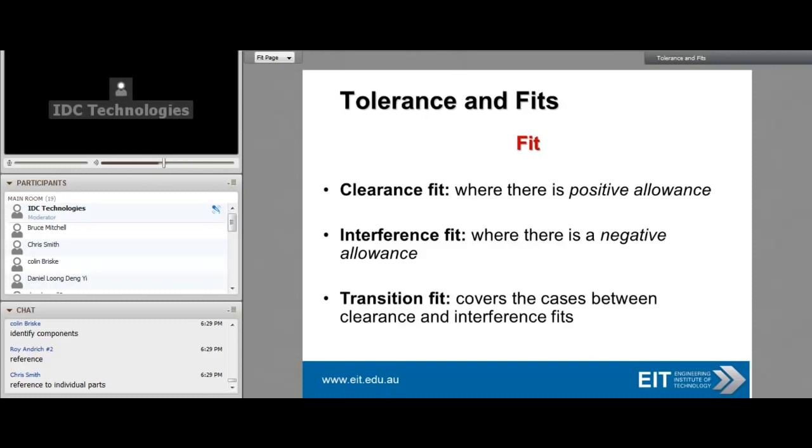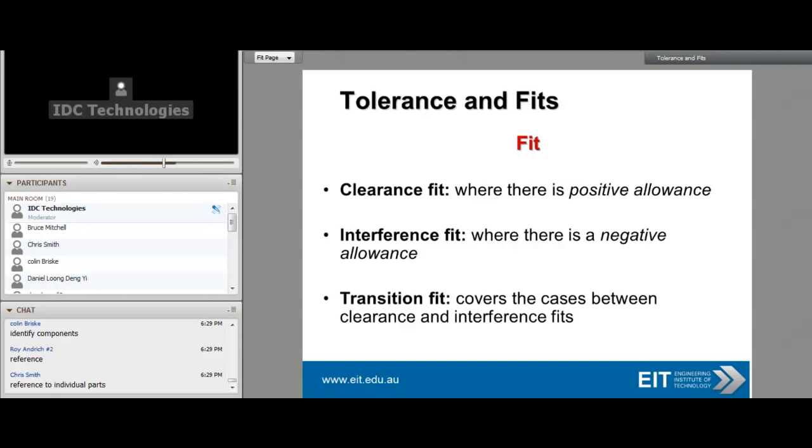Now, we've got different types of fit between components. We can have a clearance fit where a pump shaft fits into a plain bearing, and that shaft rotates in the bearing, hopefully with some kind of lubrication there. An interference fit is where there's a negative allowance. You may want to put two halves of a tool together with a dowel, and the dowel size is slightly larger than the hole size in one half of the tool.